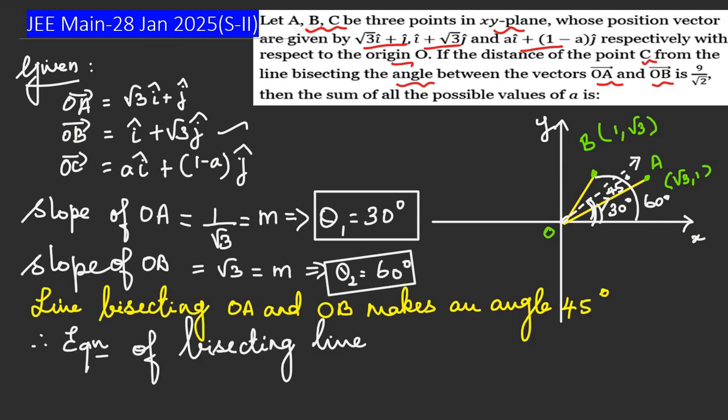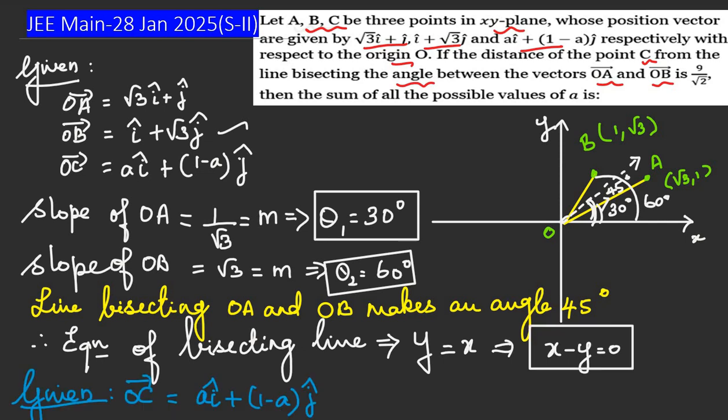Therefore, we can say that the bisecting line passes through the origin. The equation of the bisecting line is y is equal to x, or the line can be written as x minus y is equal to 0. From the question, the distance of the point C from the bisecting line between the vectors OA and OB is 9 by root 2. We can find the distance of C from the bisecting line using the formula here. Given C vector is A i cap plus (1 minus A) j cap.